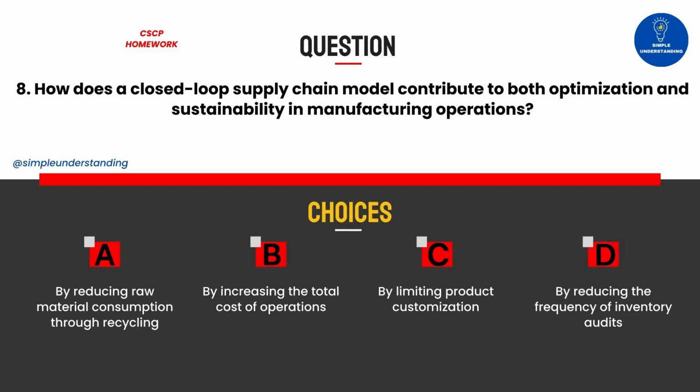8. How does a closed-loop supply chain model contribute to both optimization and sustainability in manufacturing operations? A. By reducing raw material consumption through recycling. B. By increasing the total cost of operations. C. By limiting product customization. D. By reducing the frequency of inventory audits.